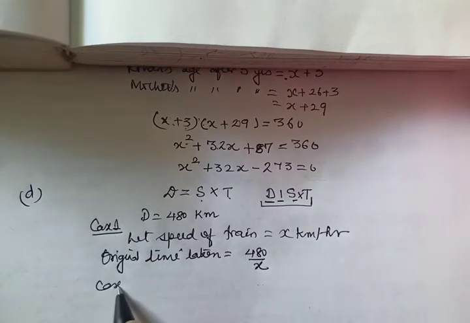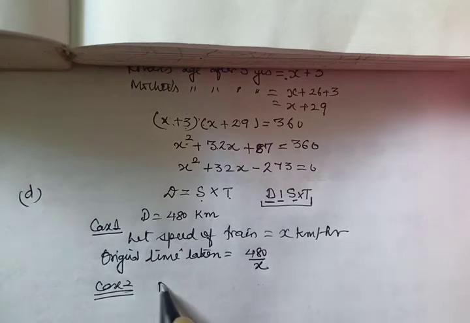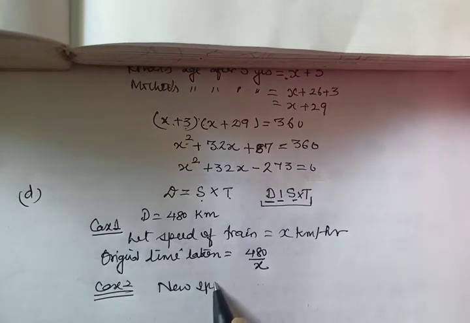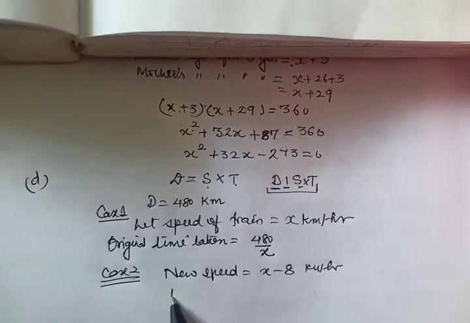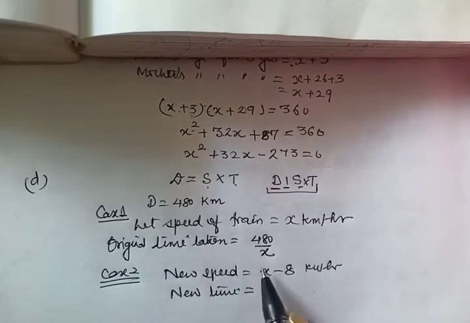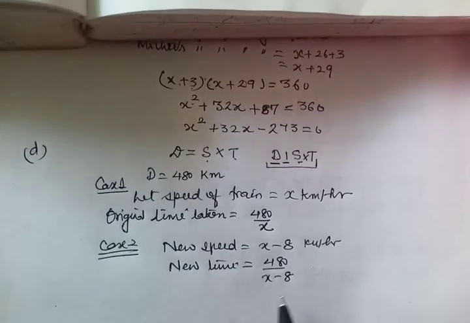What about case 2? What is this new speed? Just use the word new. New speed is x minus 8 km per hour. And what is the new time taken? First I am using the formula, right? Or you may write from the statement new time taken is 3 hours more. So from formula, new time taken is 480 upon x minus 8 and it is 3 hours more.